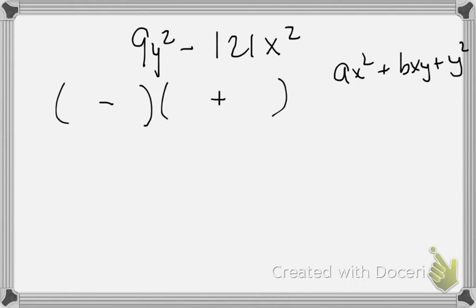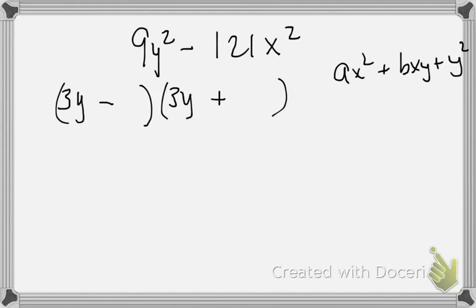So we're looking for square roots, perfect squares. Well, the square root of 9 is 3. And we have two y's, so we'll put 3 here. So 3 times 3 is 9. The y squared means we have a y here and a y here.